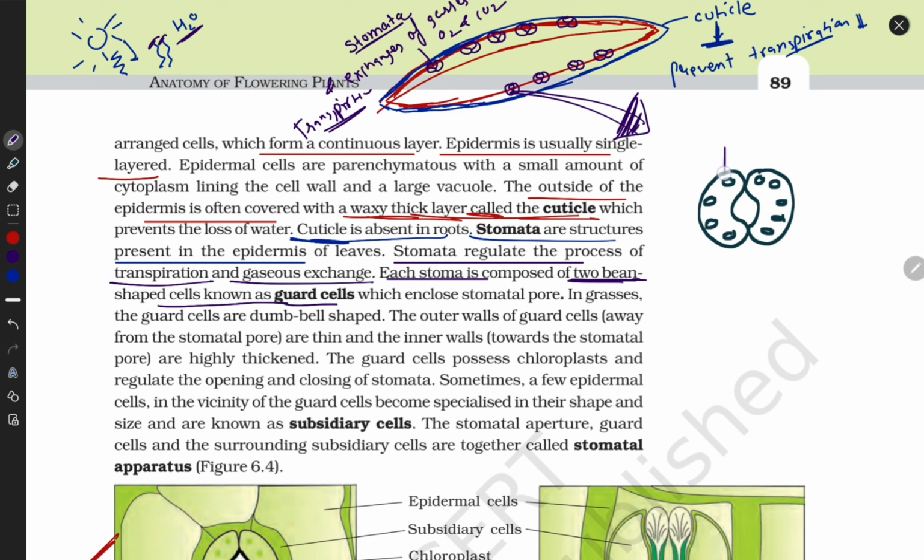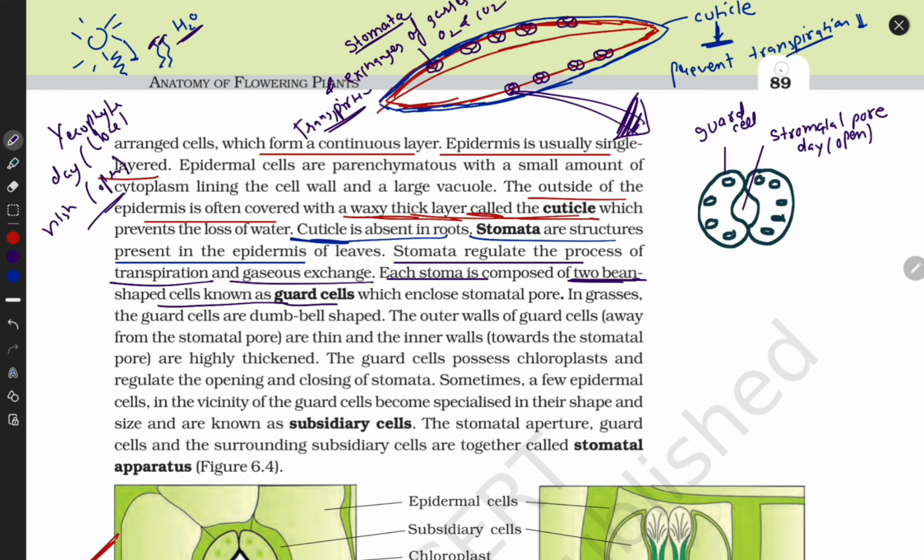This is the guard cell, and this is the stomatal pore. In the daytime they open and at night they close, depending on the atmosphere. In xerophytic plants, desert plants, the stomata are closed in the daytime and open at night. Why? Because they want to prevent transpiration. They already live in the desert, so how can they afford water loss?